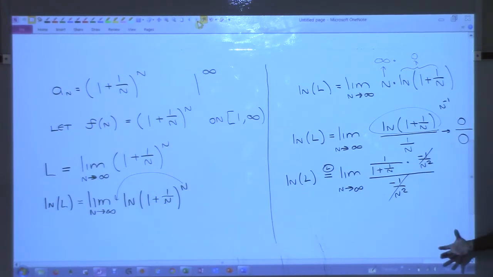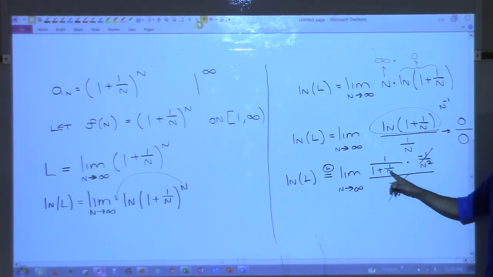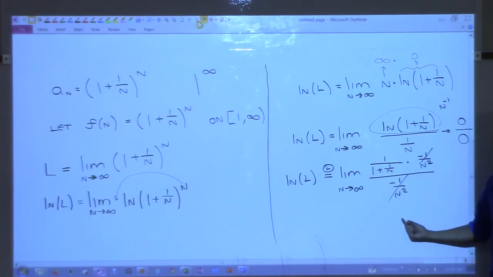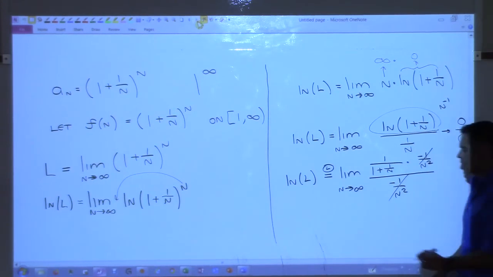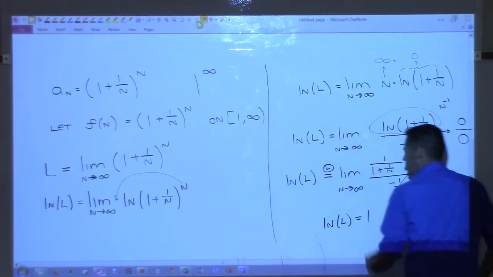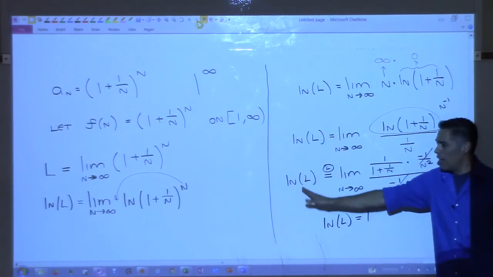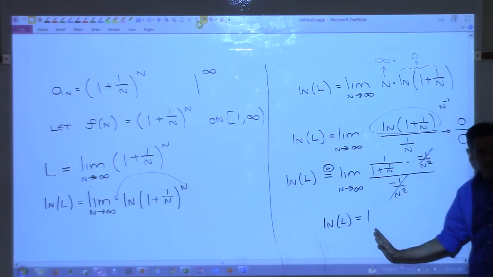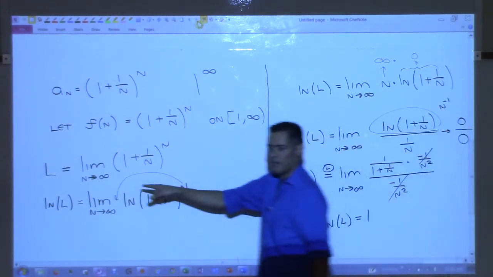And now we can take the limit. As n goes to infinity, this becomes what? That goes to 0. 1 plus 0 is approaching 1. 1 over 1 is 1. So the answer is 1. I thought I said it was e. I did say it was e because we're not done, right? What we're saying now is that the natural log of L equals 1, right? So we wanted to know what L was, right?